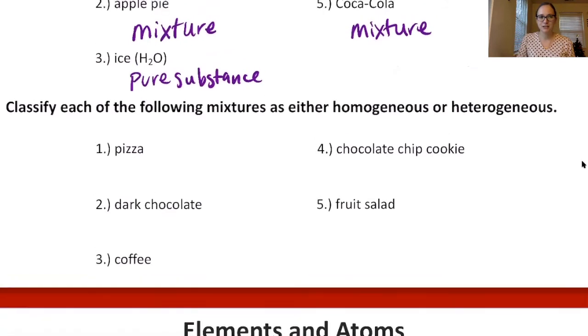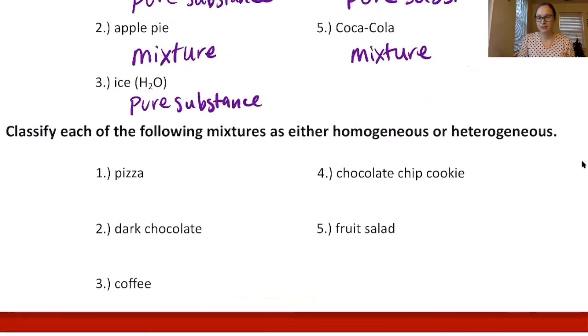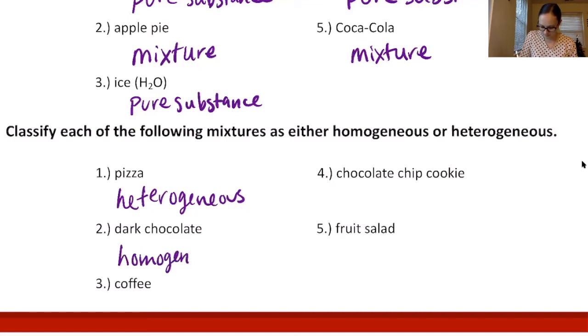Okay, and then the second part, classify each of the following mixtures as either homogeneous or heterogeneous. Pizza was one of our heterogeneous examples that has chunks in it. Dark chocolate, so we're not talking about with almonds or anything. We know that that's way better, but dark chocolate has a uniform composition throughout. Therefore, it is homogeneous. Coffee, again, is a uniform mixture throughout, unless you make it very chunky by accident. But coffee is a liquid that is all the same throughout, so it's going to be homogeneous.